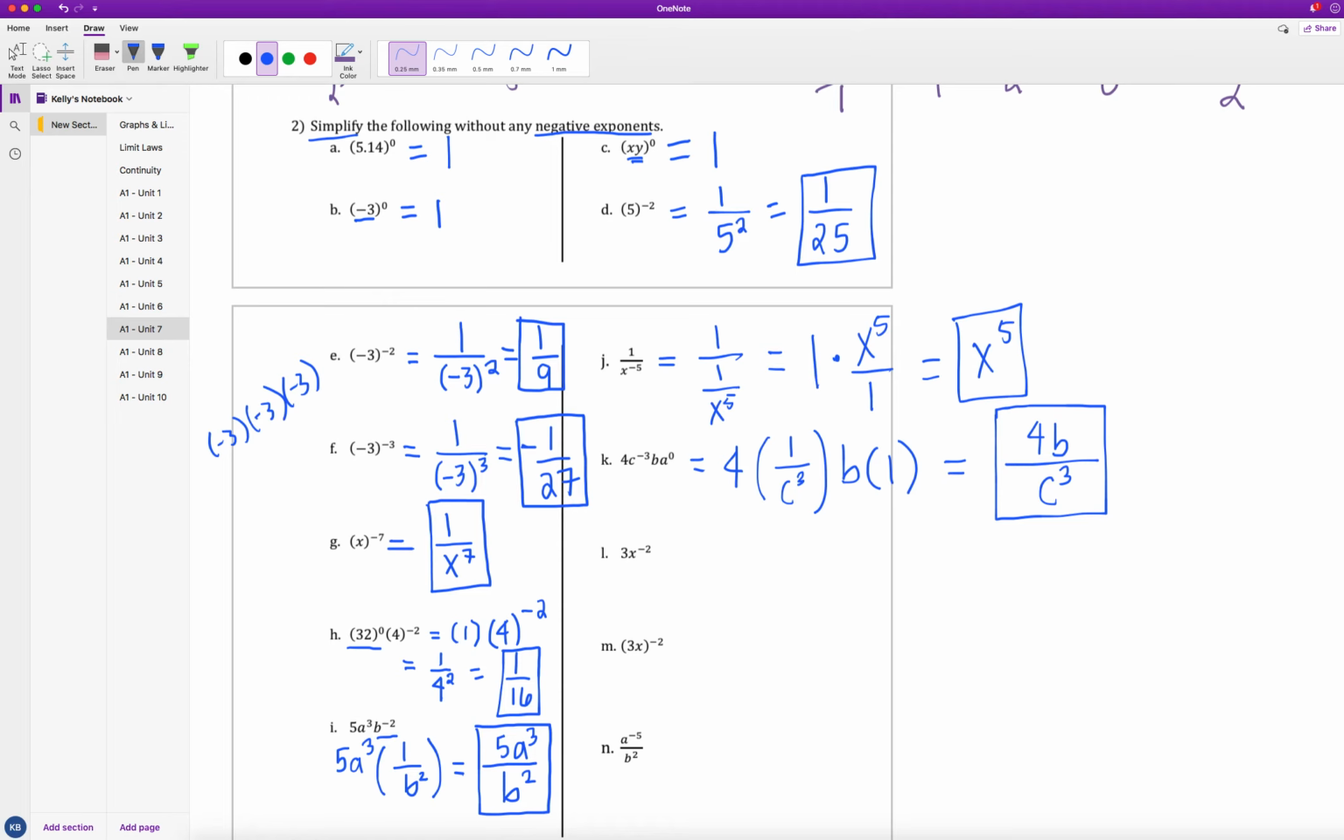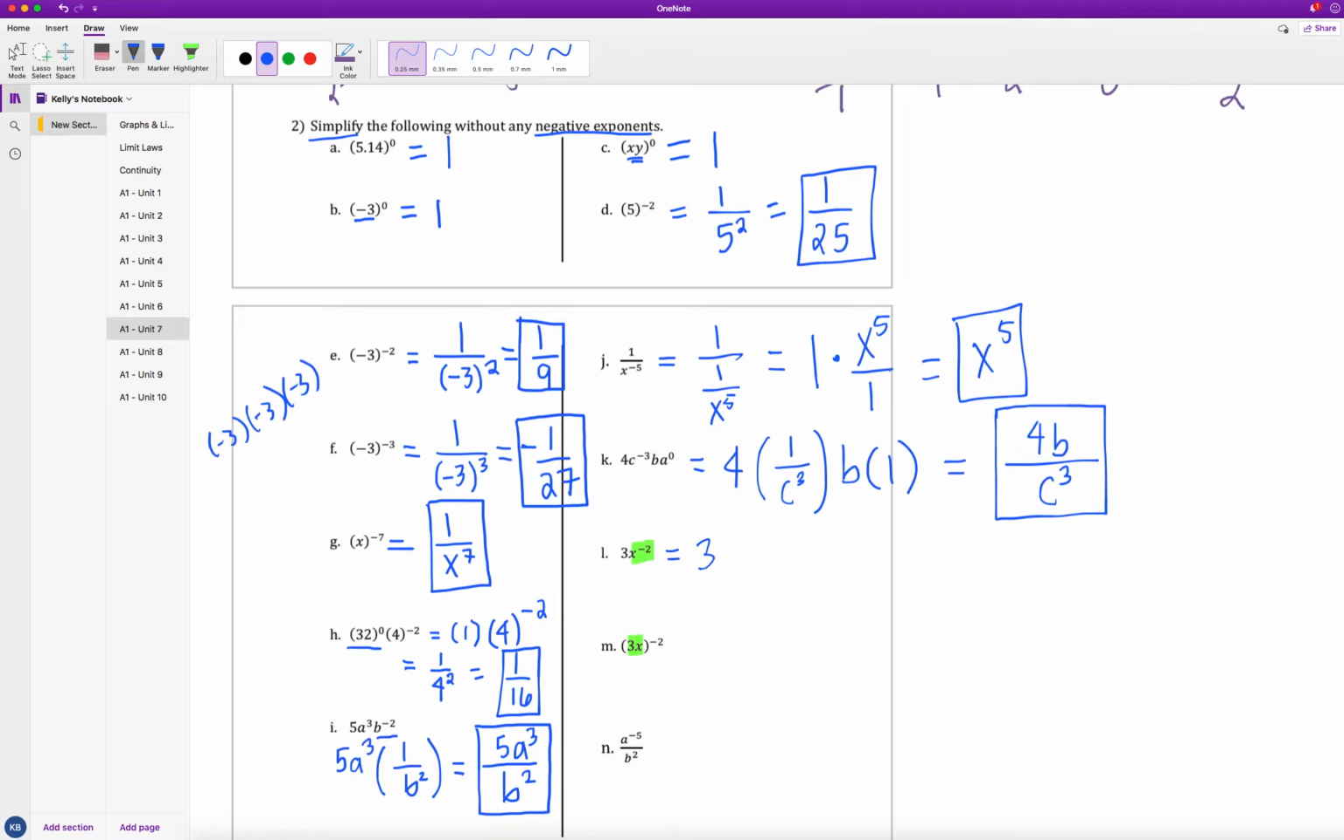So these are going to be two very different types of problems because of those parentheses. So those parentheses in part M versus not having parentheses in part L is going to make a huge difference. So in part L, because there's no parentheses here, that means that only the x is raised to the negative second power. Versus in part M, which we'll do in a second, the entire 3x is being raised to the negative second power. So let's tackle question L first.